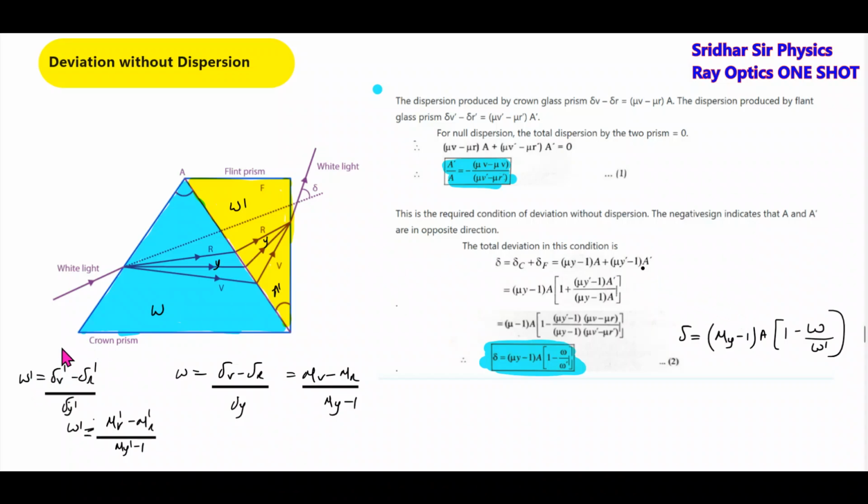Omega dash, the dispersive power of the flint glass prism, will be angular dispersion by mean deviation. The dispersive power of the crown prism will be angular dispersion by mean deviation. So we'll end up like this here. Okay, fine. So these things we have substituted. This general formula is not there for JEE Mains. Only for Advanced it is there.